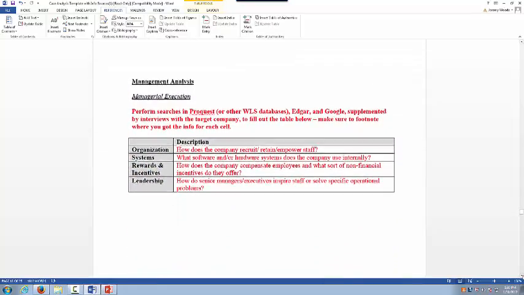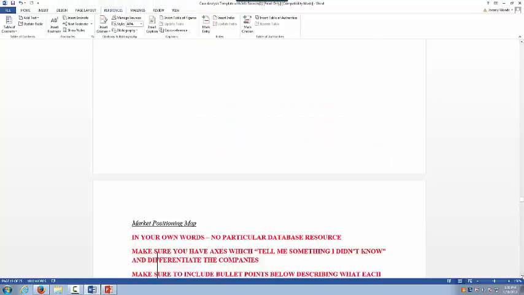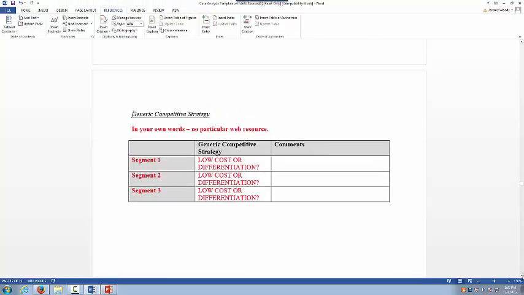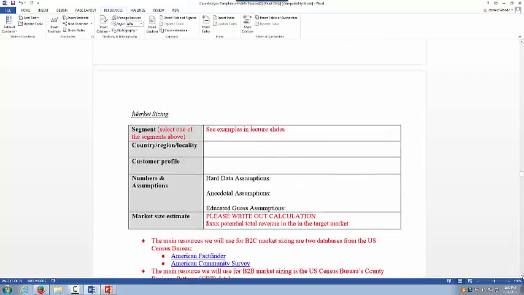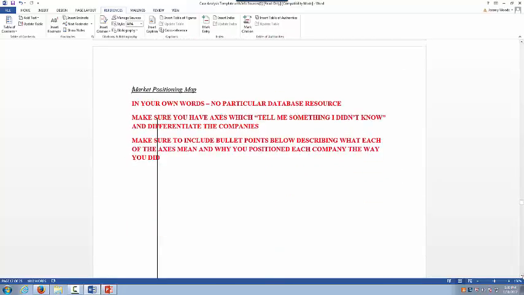So out of all those, customer analysis, market sizing, what were the other ones? Competitive attack defense posture, generic competitive strategy, and market positioning. You're going to, again, choose one recommendation out of those 4 tools and give me a paragraph about it at the top of the case analysis.